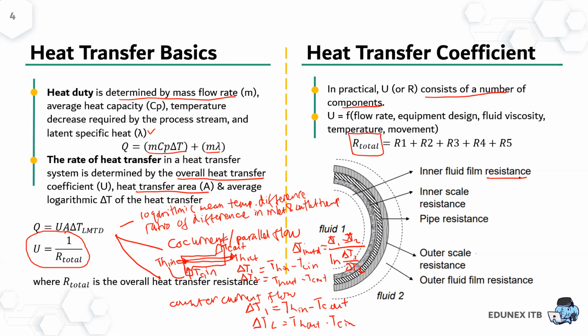So we have the inner fluid film resistance, inner scale resistance, pipe resistance, outer scale resistance, outer fluid film resistance, and so on. And based on this, if you still remember, we also have to consider whether the resistance is based on convection, conduction, or radiation, because we will use a different constant to calculate the thermal resistance network. We usually call it the thermal resistance network, if you still remember, in heat transfer classes. I will not explain in detail, but it is actually based on the total resistance occurring in the system.